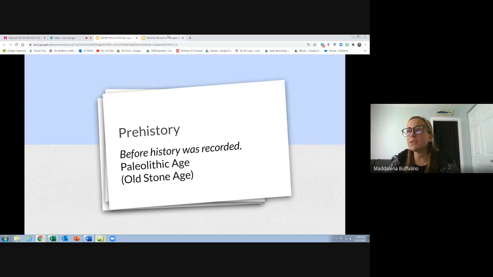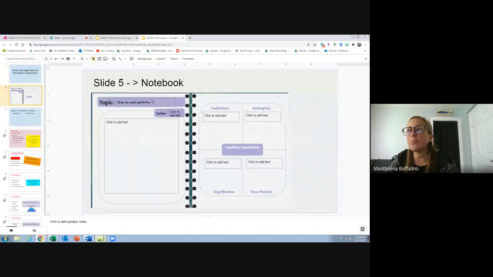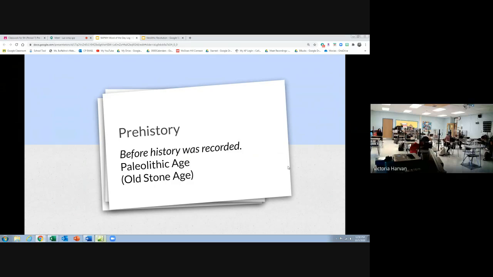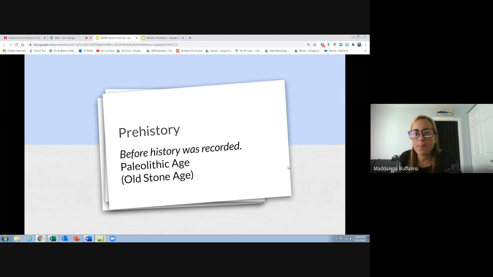Okay, so what we're going to do is we are going to be taking notes in your notebook. You're going to be on slide 5, where it says Neolithic Revolution. So we are in the same document that you're in for Word of the Day, and you are going to be writing in the note section. Are we good with the Word of the Day? Yes. Okay, I'm closing it out.